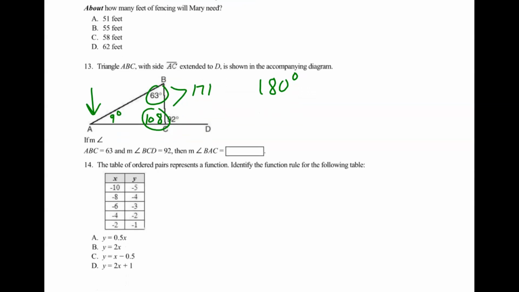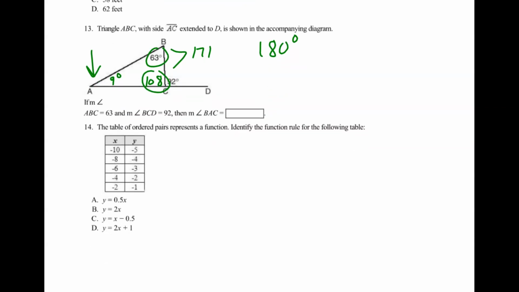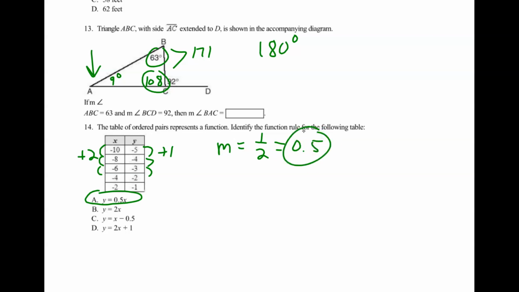Okay, 14. The table of ordered pairs represents a function. Identify the function rule. Okay, fine. So how are the y's changing? Going up by 1. How are the x's changing? Going up by 2. Okay, so the slope is 1 over 2. All right, and only one of these has a slope of 1/2. It's got to be choice A. Okay, 1/2 as a fraction, 0.5 as a decimal.